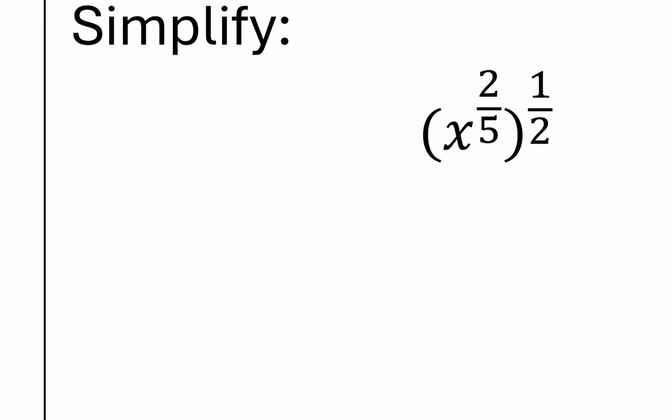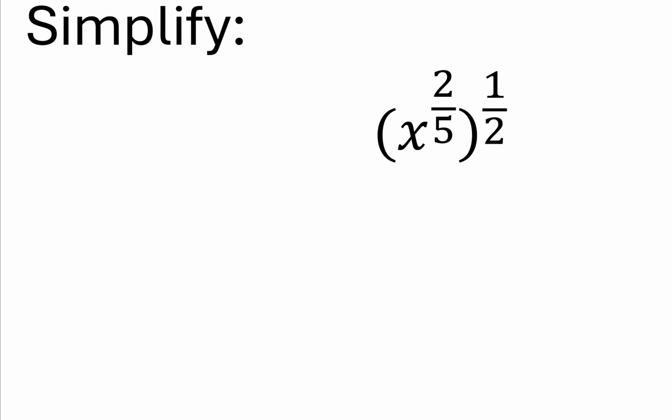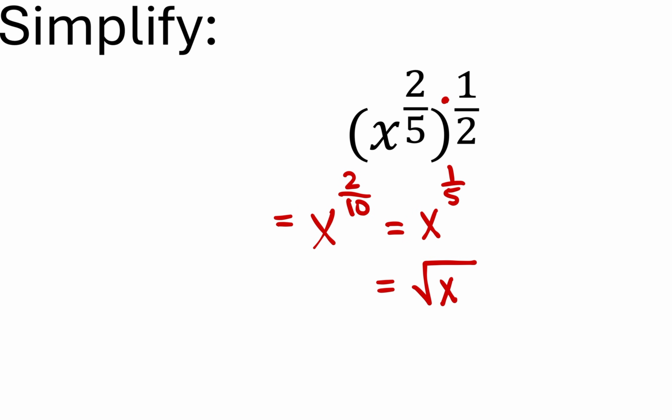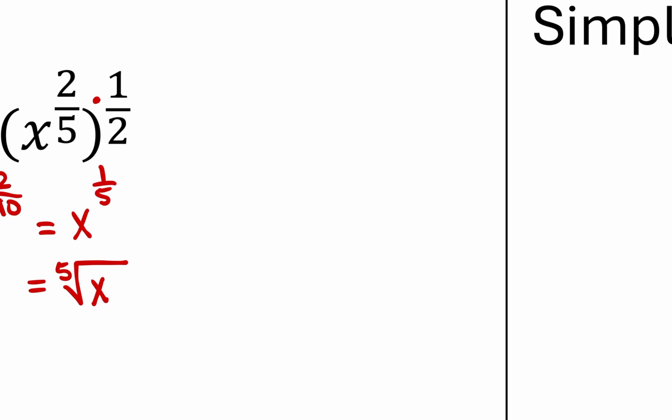For the next one, again, we multiply the exponents right here, numerator times numerator, denominator times denominator. That's going to go ahead and give us x to the 2 times 1 is 2, divided by 5 times 2. That gives you 10, which can be simplified to be what? X to the 1 over 5, which means that we have the 5th root of x.